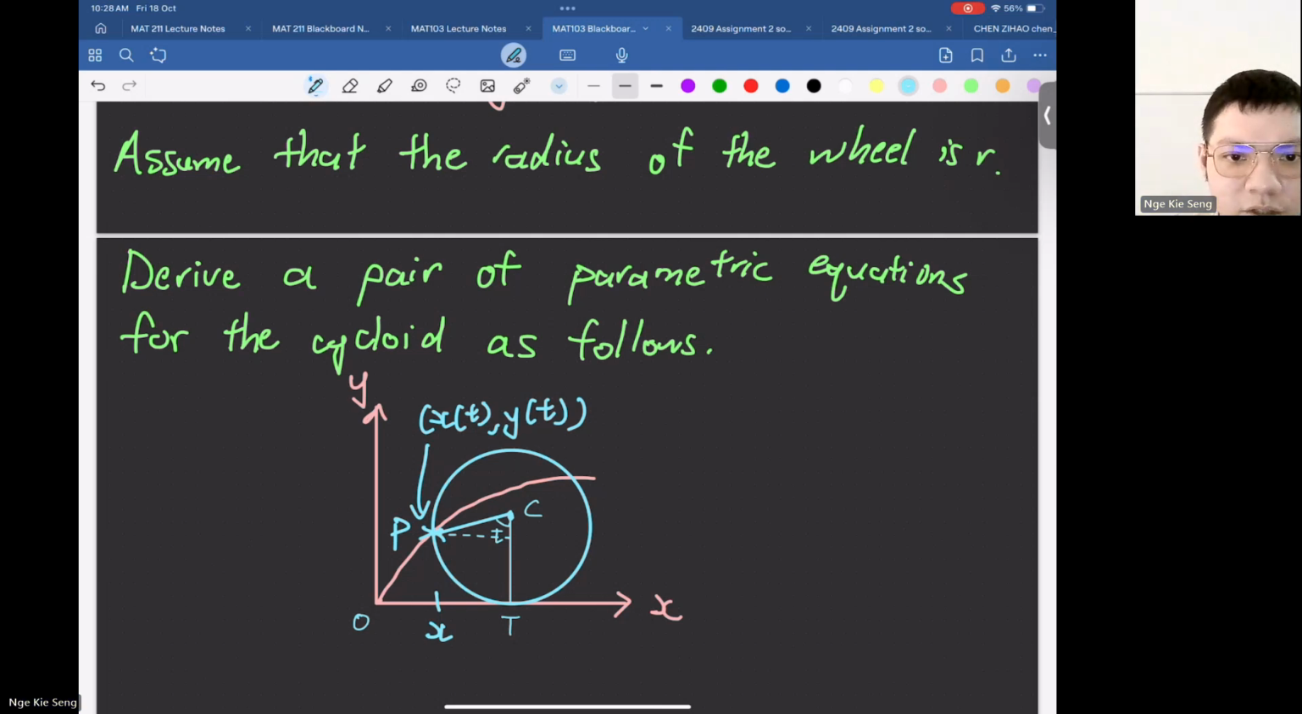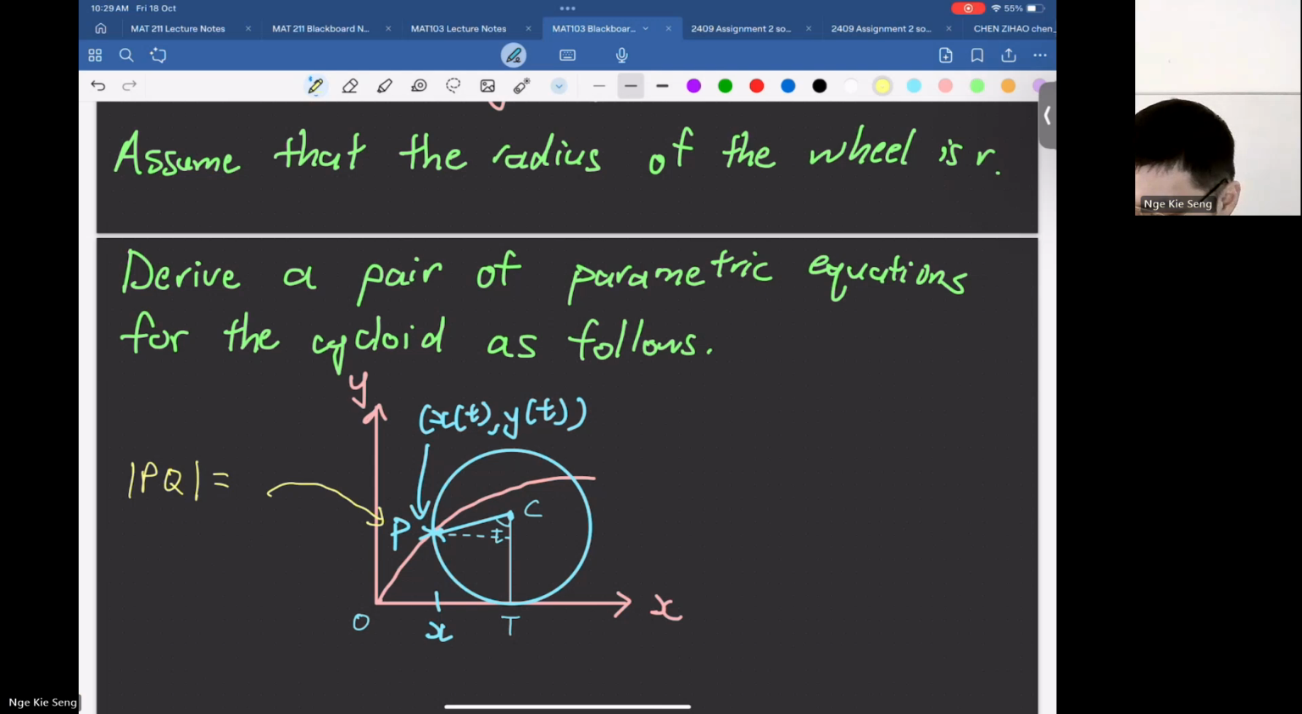Let's say we have this T here, how do we know about this P here? Actually, let me see. We know that PQ is what? Is it R sine theta? Where's PQ? Is it R sine theta here? Anyone check? Sorry, not theta here. So here is T.